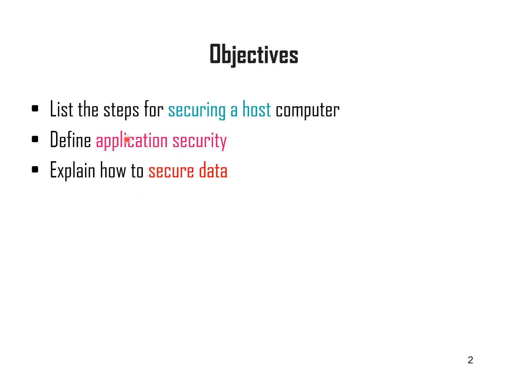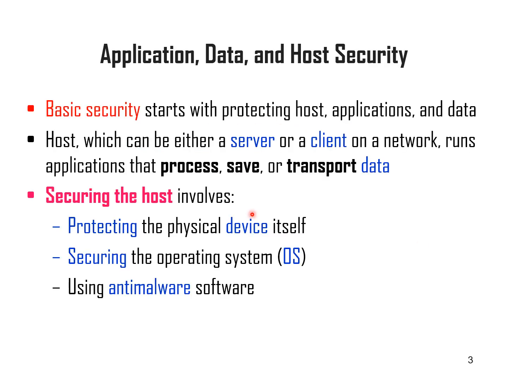So here, the first thing we are looking at is securing a host computer, which we studied in the last class. What do we mean by application, data and host security? The basic security starts with protecting the host. You all know, right? These three things, the host, application and data, are very important, as they deal with the information. If I am protecting the host, application and data, then I am giving the basic security for that particular organization.